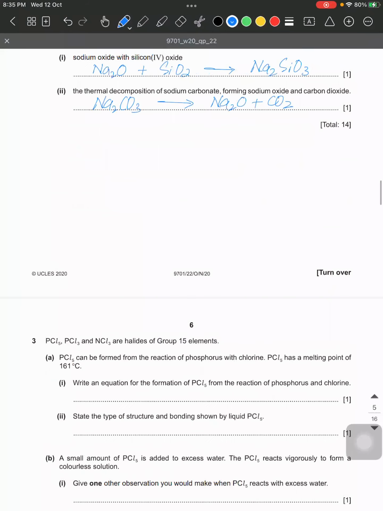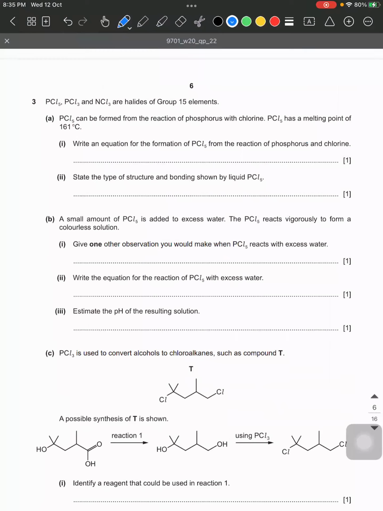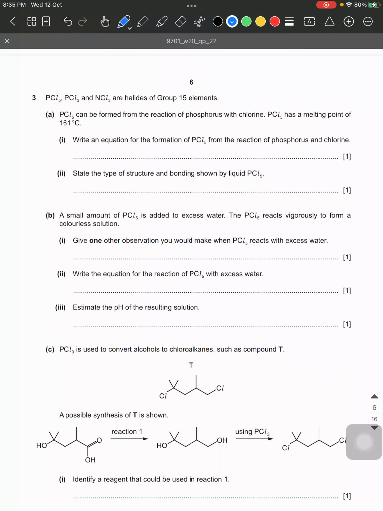Okay, so let's move towards question number 3. Question number 3 is saying that PCl5, PCl3, and NCl3 are halides of group 15 elements. PCl5 can be formed from the reaction of phosphorus with chlorine, has a melting point of 161. Write an equation for the formation of PCl5 from the reaction of phosphorus and chlorine.